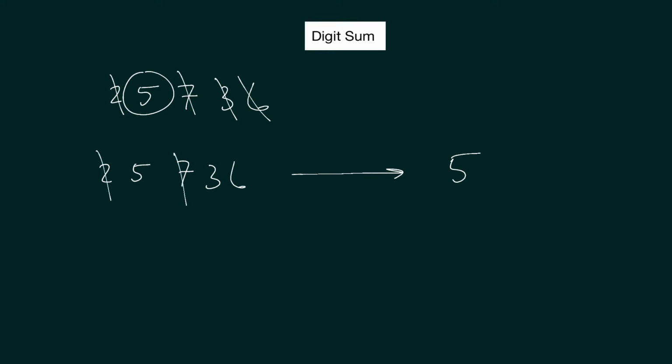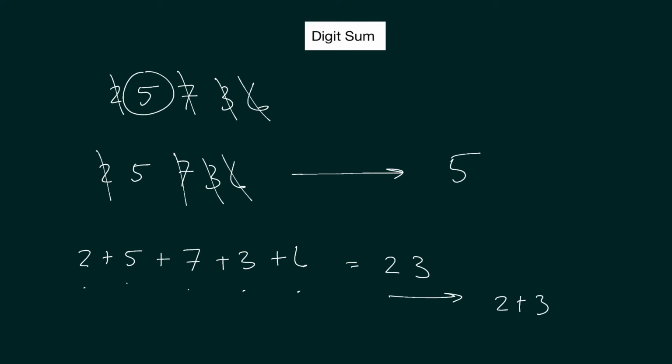See, 7 and 2 equals 9. 3 and 6 equal 9. So if I add those up, 2 plus 5 plus 7 plus 3 plus 6. 2 and 5 is 7. 7 and 7 is 14. 14 and 3 is 17. 17 and 6 equals 23. Now taking the digital root of this, 2 plus 3, that also equals 5. So I just proved it to you here that these are the same.